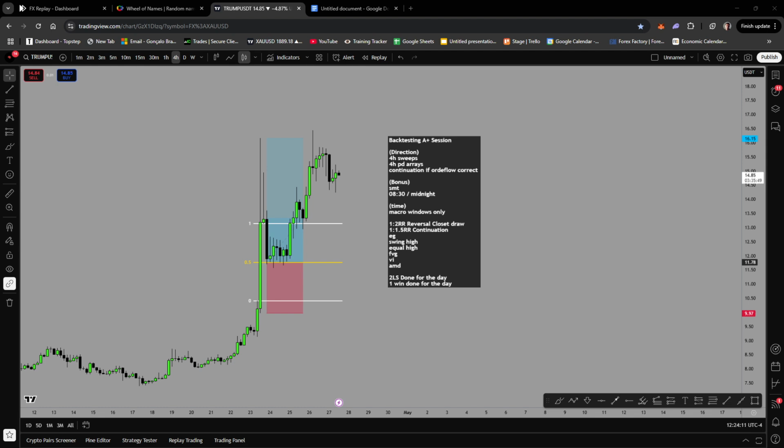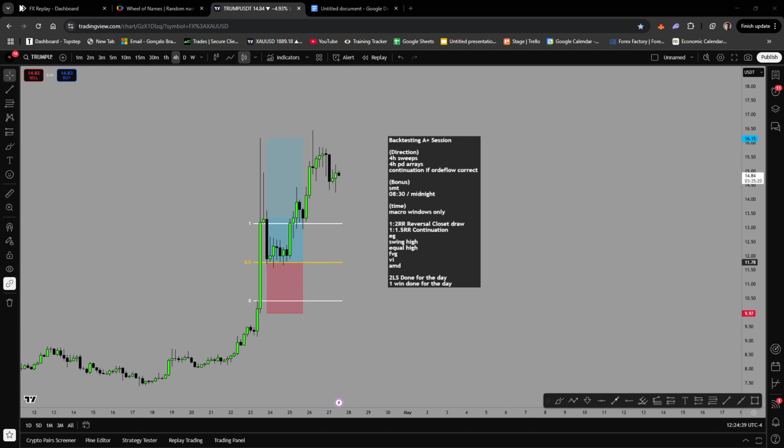And then we also do trade continuations if the 1-minute order flow is correct, meaning we're going against the 4-hour bias. So remember that also. Now, a bonus within our direction is if we find SMT. We trade ES and NQ, we're actively looking for inverse correlation. Also a bonus is if we are above or beneath the 8:30 and midnight opening prices.